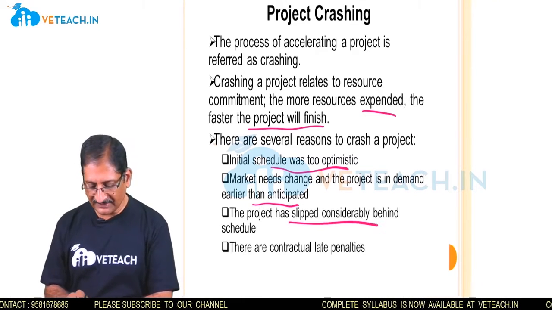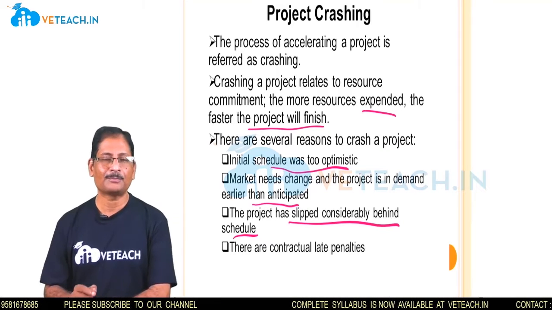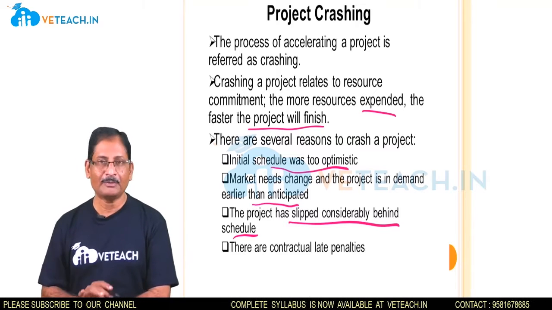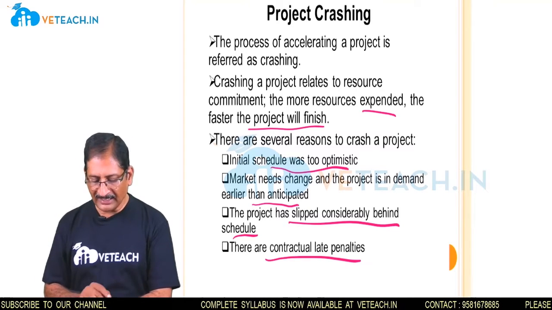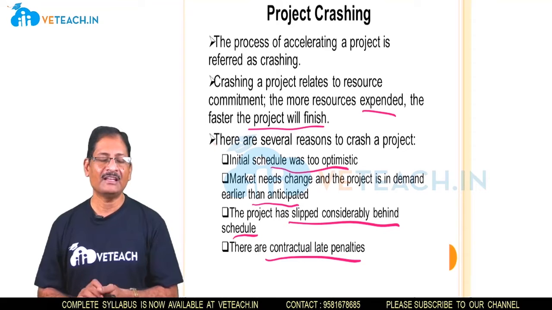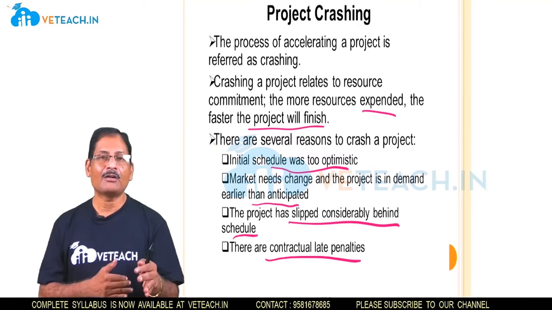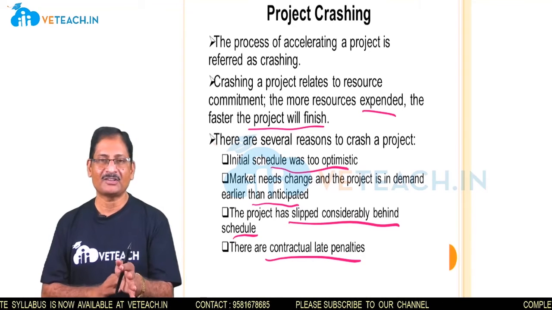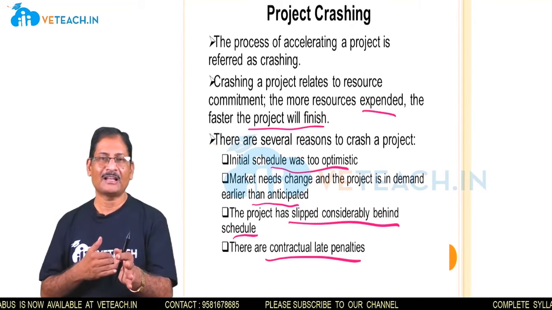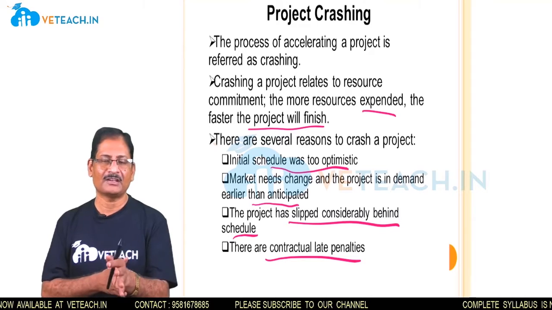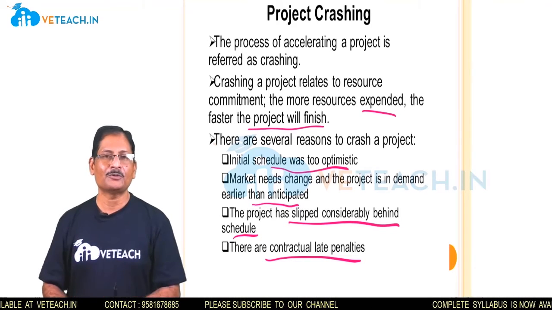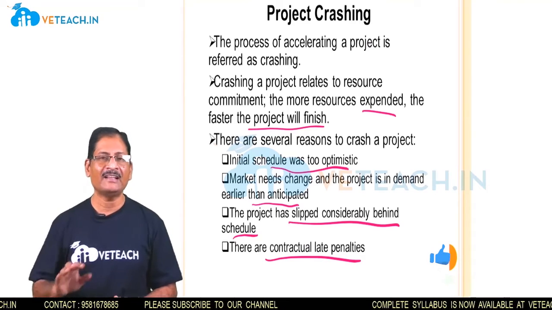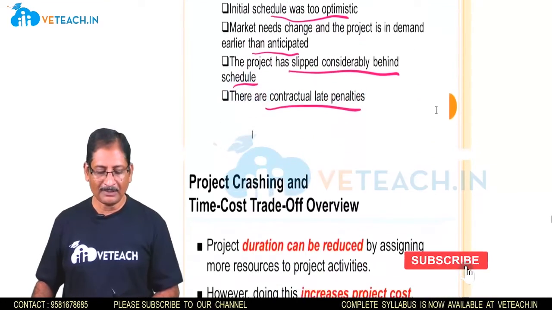The project has slipped considerably behind schedule. Whenever the project is delayed for any other reason, to speed up we will go for the crash. Then there are contractual late penalties, meaning penalties because of the contract. Suppose you have given a contract for completion of this project within a given time, but near the closure you identify that you cannot complete the project in time and you are supposed to pay the penalty. To avoid that kind of situation, you are going to speed up the project by adding additional resources. So this is also a part of crashing.